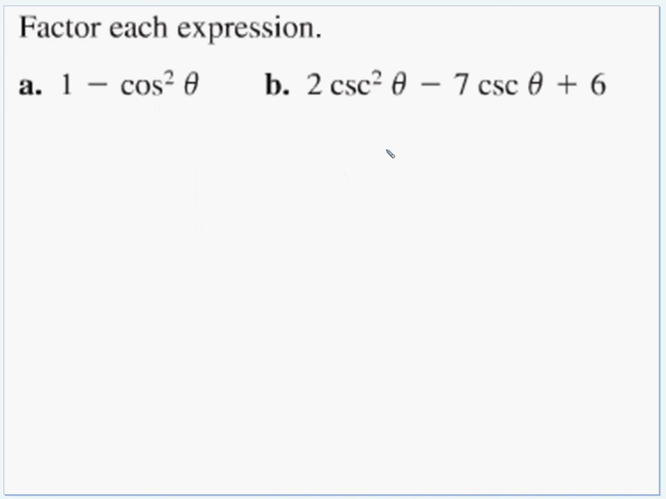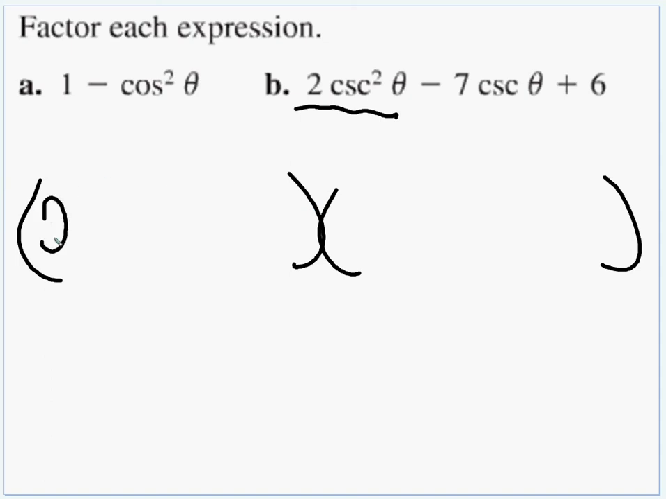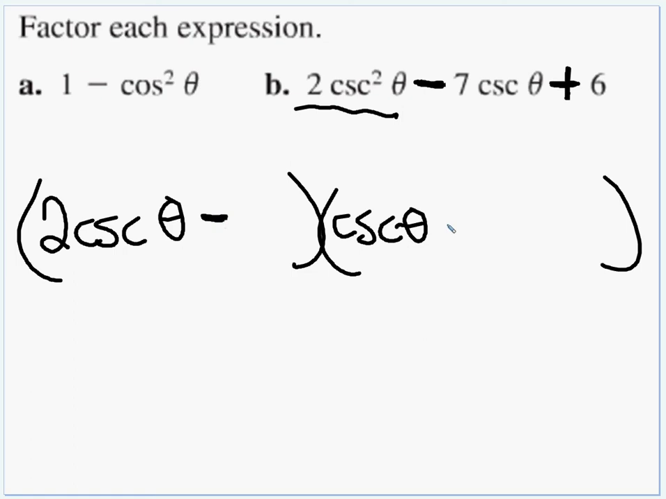Okay, and the last one, I'm just going to crunch it out, set up some empty parentheses. 2 cosecant squared has to be 2 cosecant theta times another cosecant theta. Now I love this because the middle term is minus and the last term is plus, so these have to be minuses to add up to a negative and multiply to a positive. And we can break up 6 as 6 and 1 or 2 and 3. A little trial and error means we're going to have the 3 here and the 2 here. 2 cosecant theta minus 3 times cosecant theta minus 2. All right, and that is that.